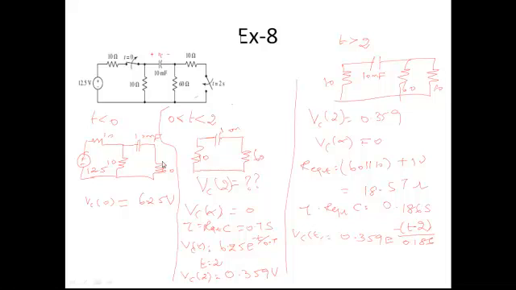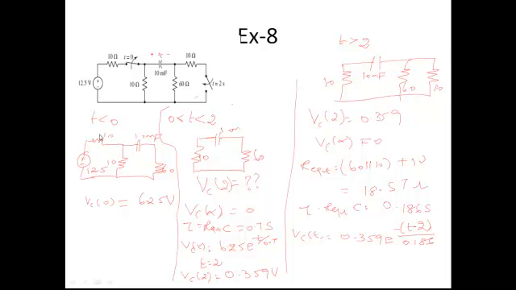Okay. So again, you can understand, see here you are having two switches. One switch is opening at time t equal to 0. Another switch is closing at time t equal to 2 seconds. So you have to draw three particular networks. One is time lesser than 0, another one is time between 0 to 2 seconds, and another one is time greater than 2 seconds.